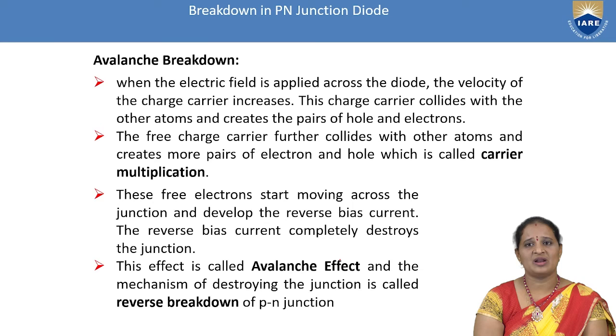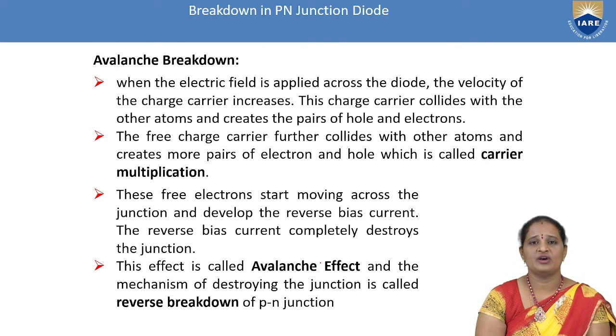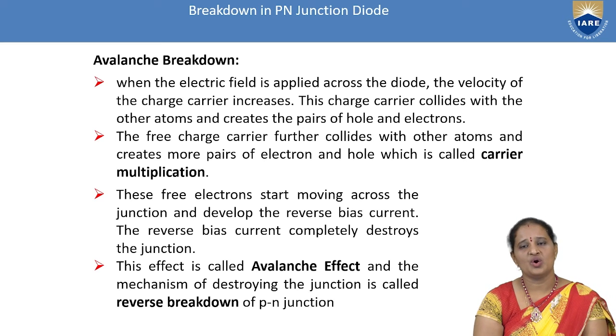Due to this avalanche multiplication, more minority charge carriers will be crossing the junction, which increases the reverse current. Beyond a point, more electron hole pairs are created due to the avalanche effect, and hence more current will be flowing, which may destroy the junction completely. That is called avalanche breakdown, which increases the current rapidly even for a smaller change in the voltage. So this is avalanche breakdown.